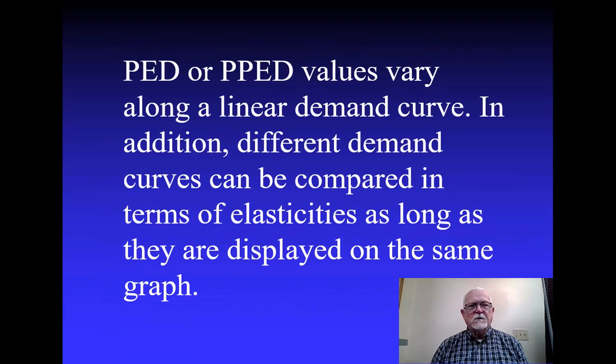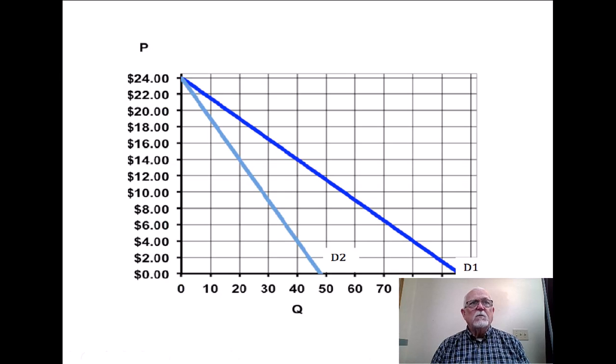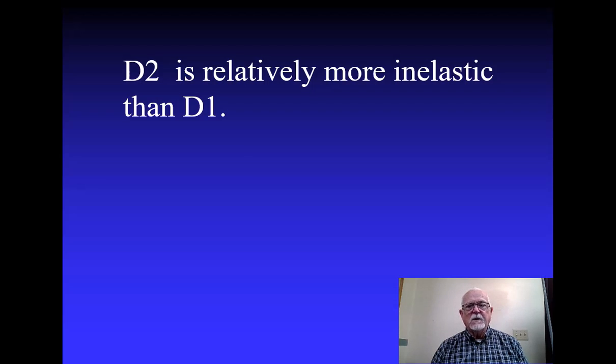And so elasticity is not the same along linear demand curves. As a matter of fact, there's a pattern. As we move from one point on a demand curve down to another, the elasticity calculations will be different, and the relative slope will impact that. So we would say here, this D1 curve is a little more elastic than the D2, and we'll see that in upcoming calculations.